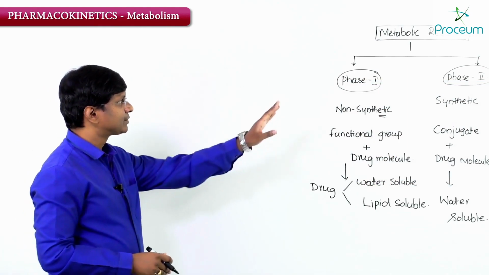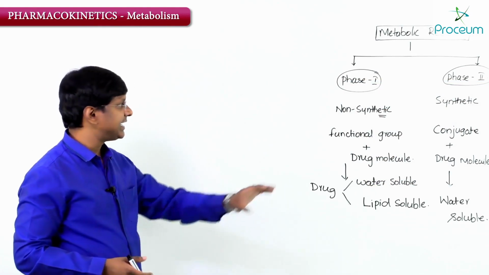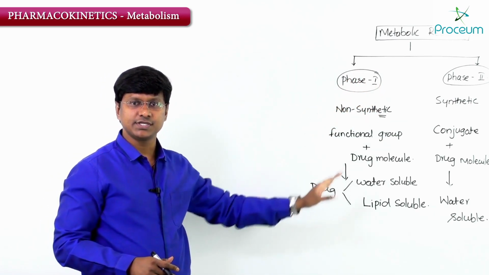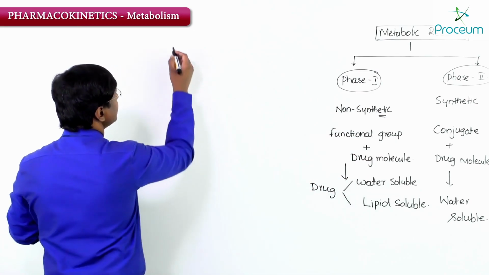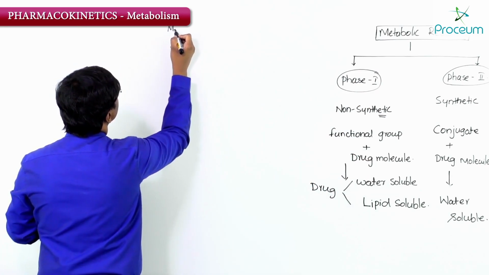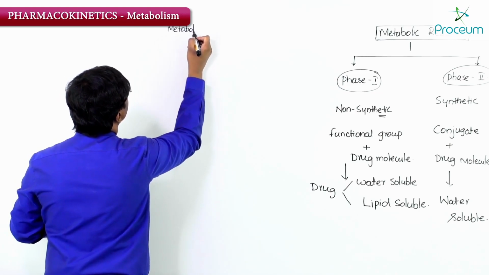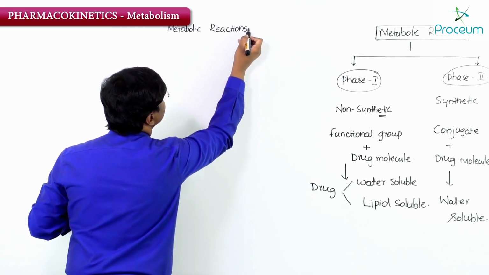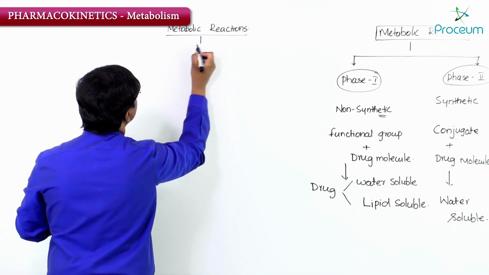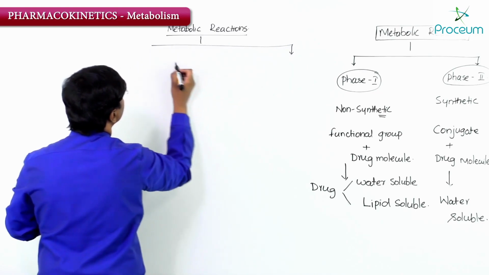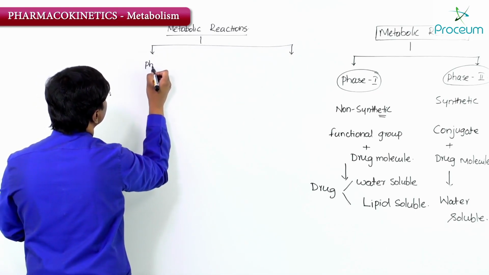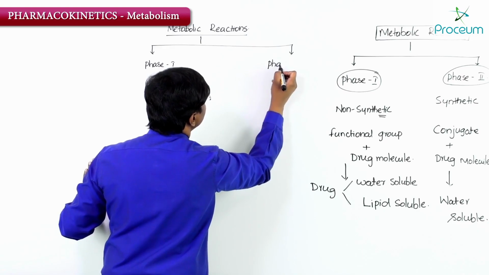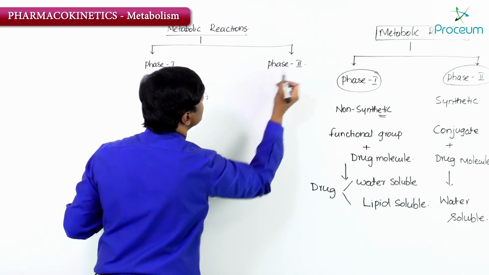Now let me tell you the types of metabolic reactions. It is phase 1 as well as phase 2 reactions. Now let me tell you what phase 1 reactions are and what phase 2 reactions are. The metabolic reactions include phase 1 reactions and phase 2 reactions.